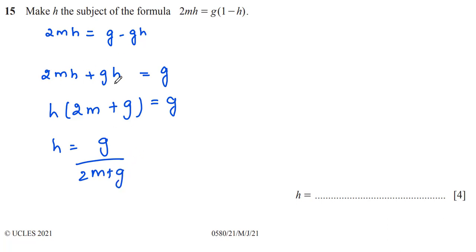So whenever you have two terms and both terms have the variable you want to make the subject, just take that term commonly outside and divide by the rest. So h equals g by 2m plus g.